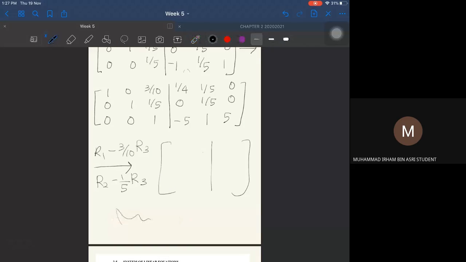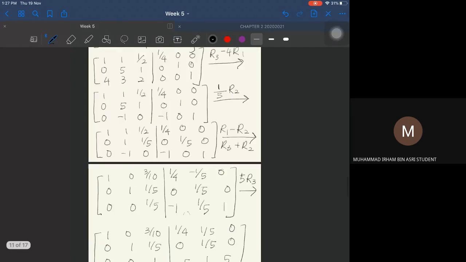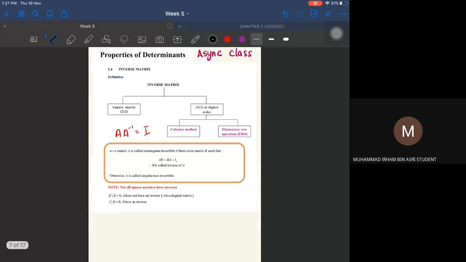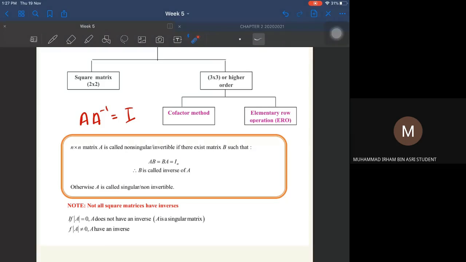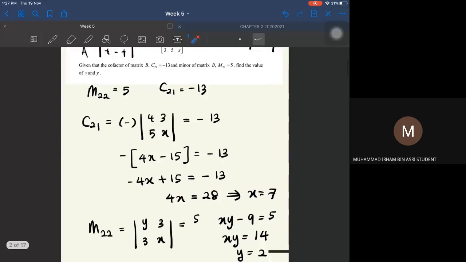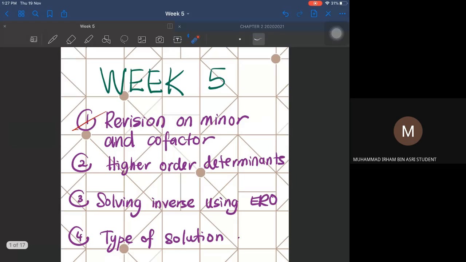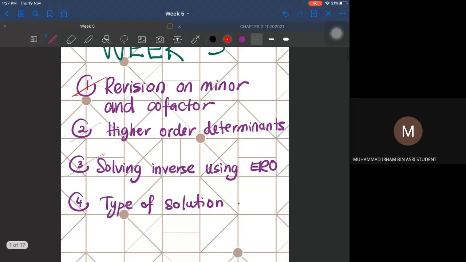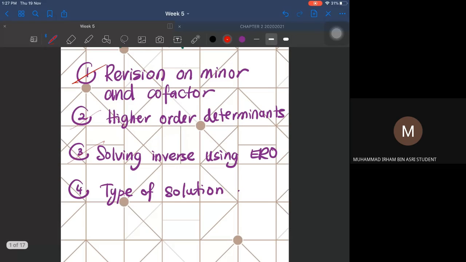Okay, so the last one for today. So kita settle dengan cara nak cari inverse. Okay, so saya dah explain dekat awak using ERO. So this one nanti you cover untuk kelas malam. Okay, so the last one untuk hari ini adalah, so dia dah settle, type of solution. Okay, so the last subtopic.